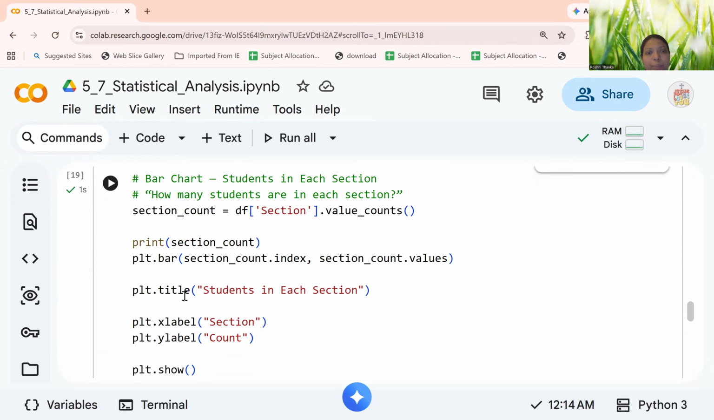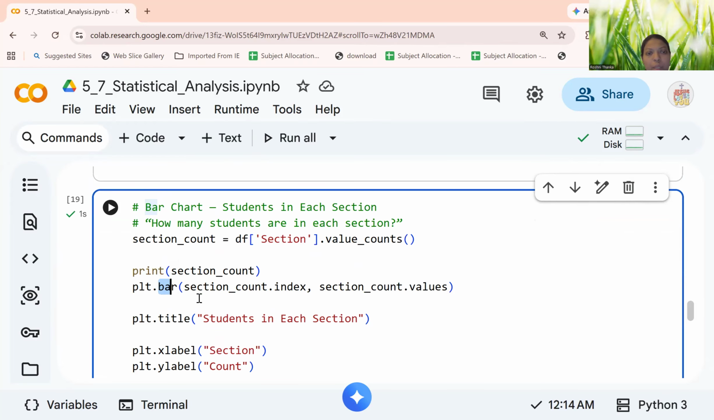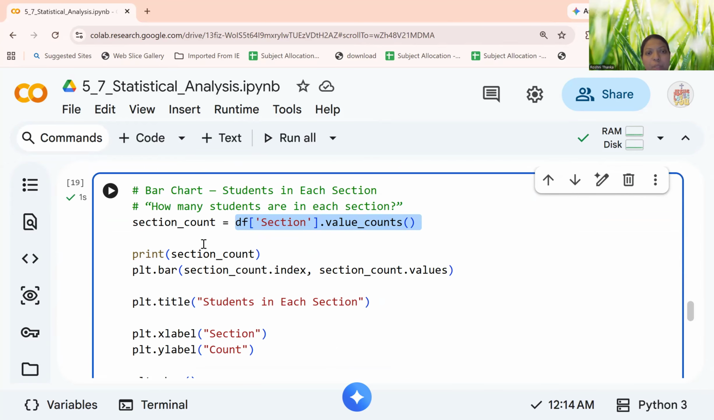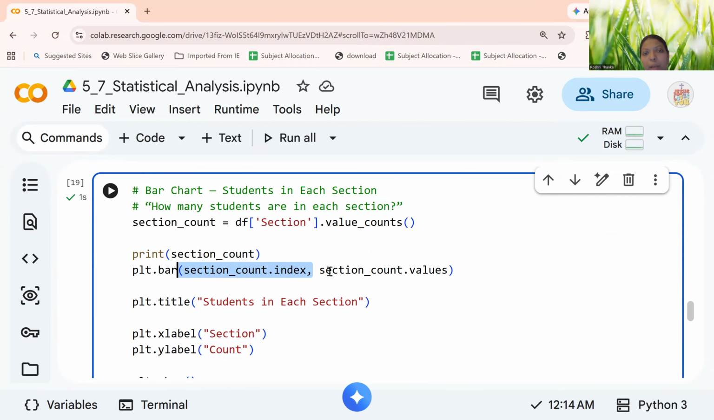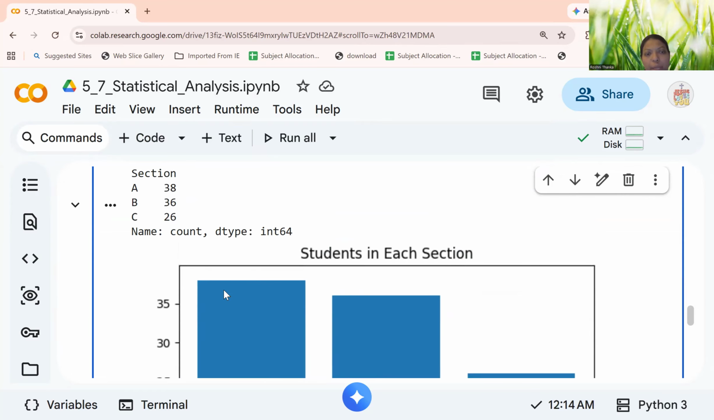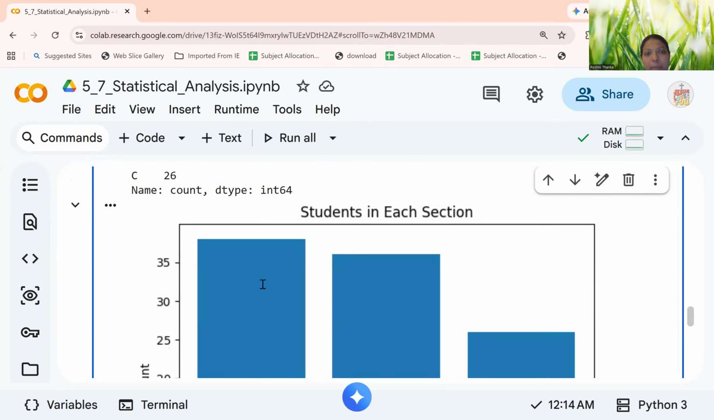Next one is bar plot. So here you can see the bar plot. What is in the bar plot is, we are going to find the unique values in the sections. So what are the unique values? Here we have three sections A, B, C. For those unique values, we are going to take the index. That is given as the first value for the bar. So the index is A, B, C. For each section, how many values are there? That is what is given in the values. So you can see for the A section, the count is above 35. Likewise, we are showing it and have given the title and the X label and Y label.